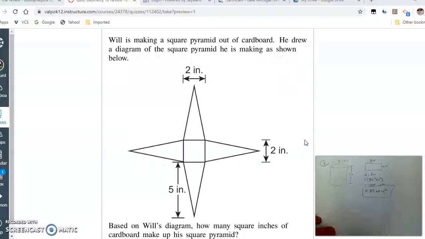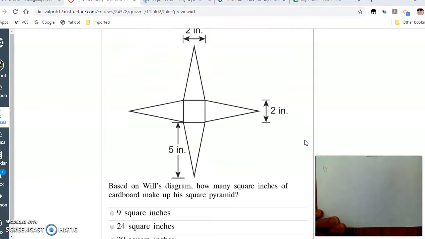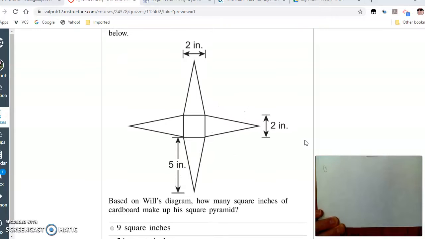So this one I included intentionally because this was exactly a digital version of the Spiky Door project that you guys have been working on, right? It says Will is making a square pyramid out of cardboard, and he drew a diagram of the square pyramid he's making, shown below. So this is what you guys did last week. You drew your square, you drew your triangles for the height, you labeled all your dimensions, and then I asked you to calculate the surface area. It's exactly what this problem is asking.